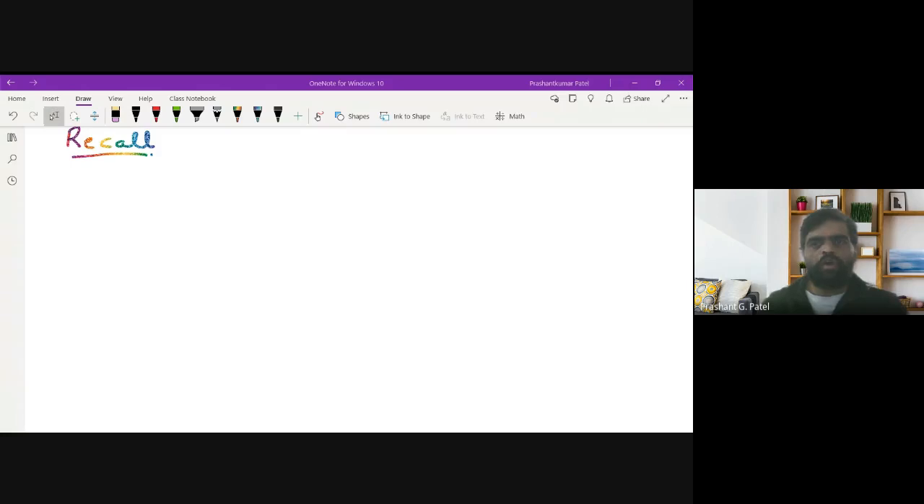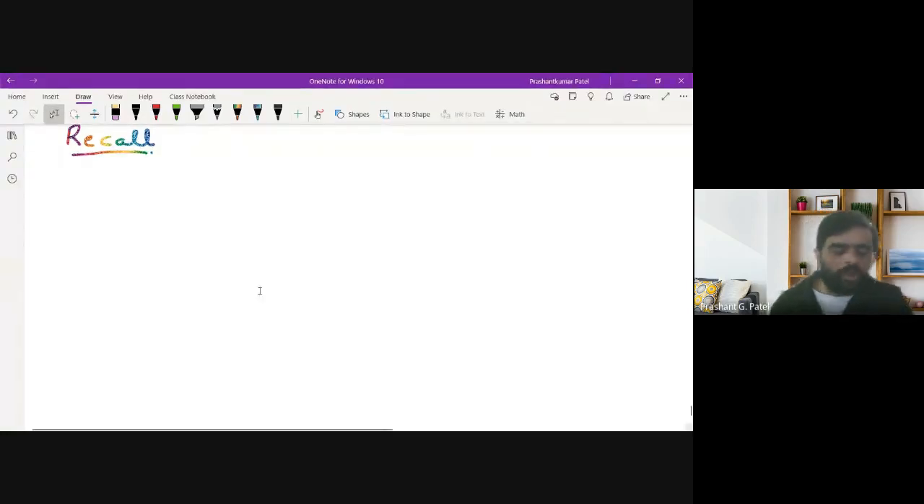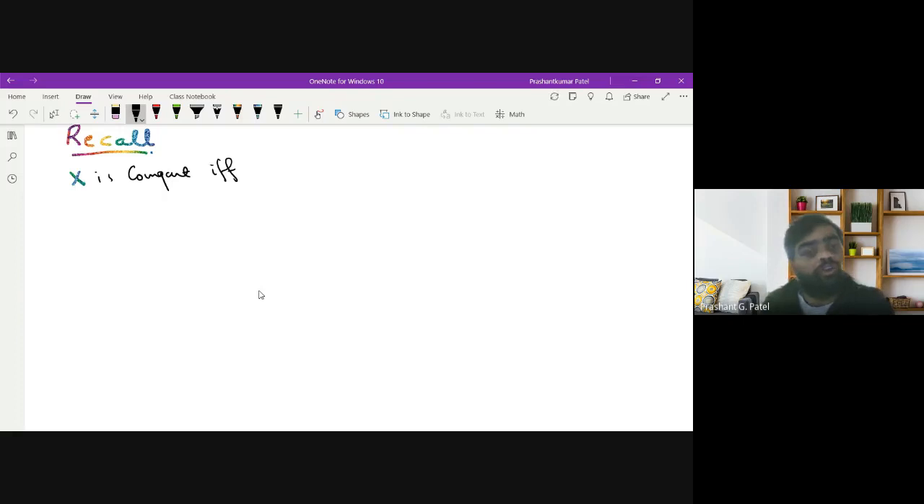So let us recall what we did in the previous lecture. In the previous lecture, we discussed the compact metric space. X is compact if and only if we have stated certain results. The first one is X is totally bounded and complete.